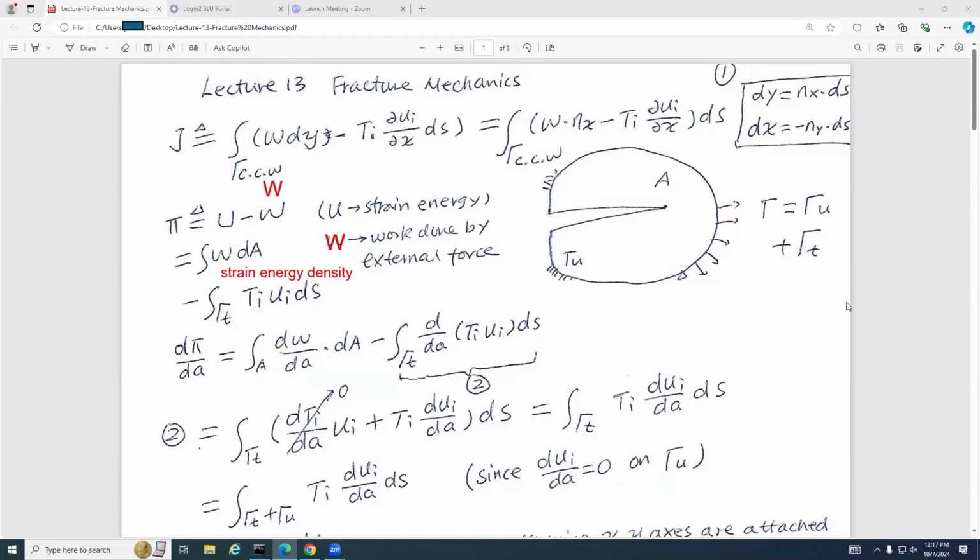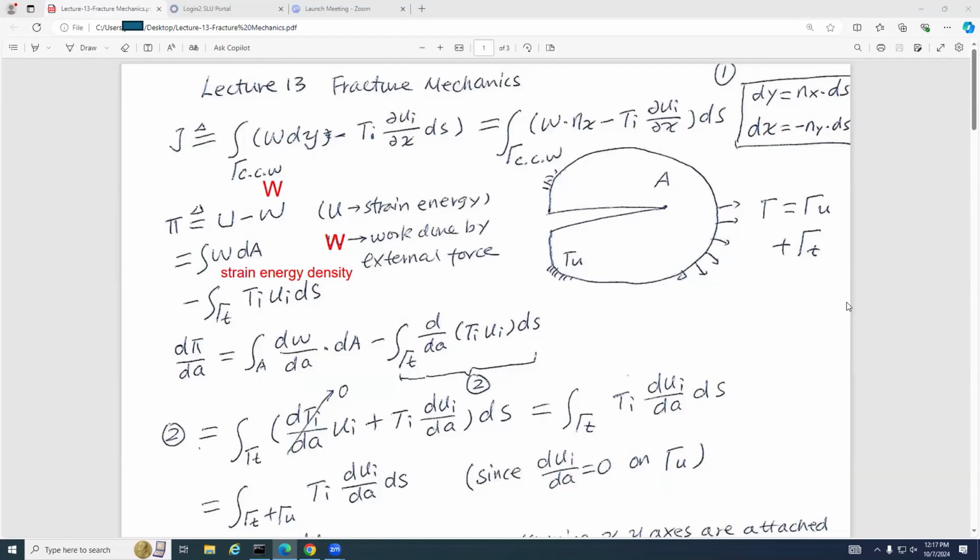Okay, guys, we continue our talk. Last time I showed you the J integral. If we have an enclosed contour around this, the J will be equal to 0. In this sense, J is path independent if we have one single path around the crack.